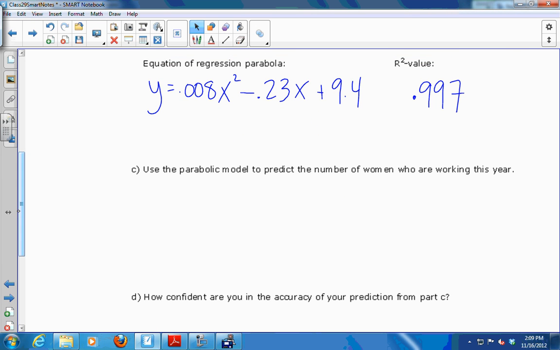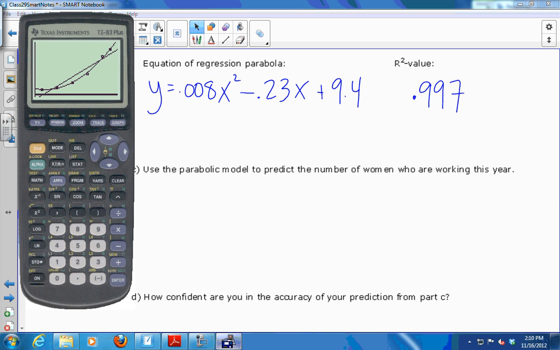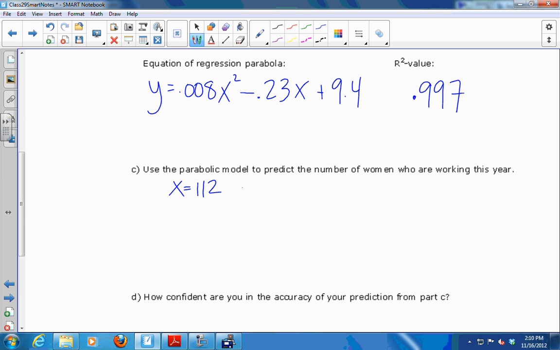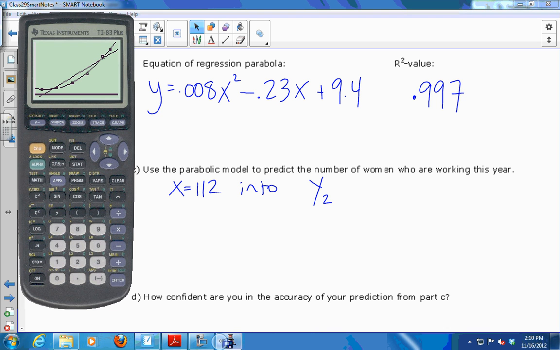All right, so now I want to use the parabola, the quadratic model, to predict the number of women who are working this year. So if I used 1900 as year 0, what's the year 2012? 112. So I'm just going to plug in x equals 112 into y2, because y2 is where I put the parabola, right? The line is in y1.